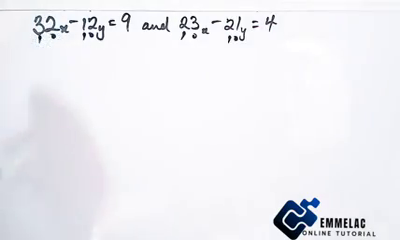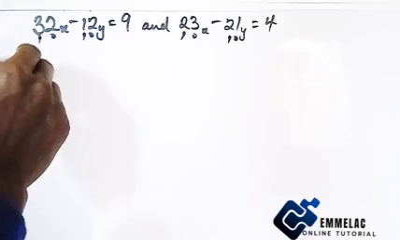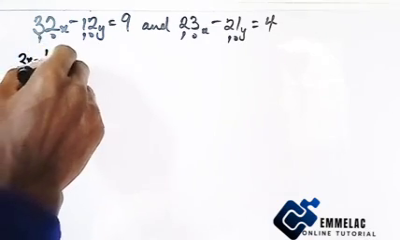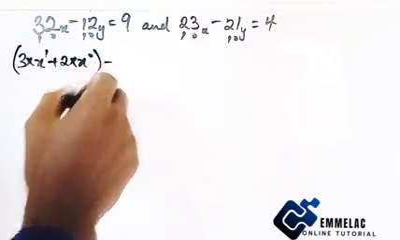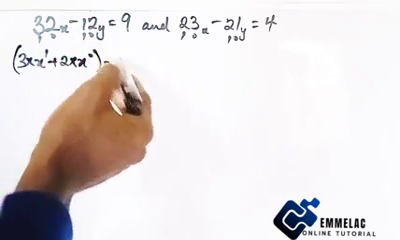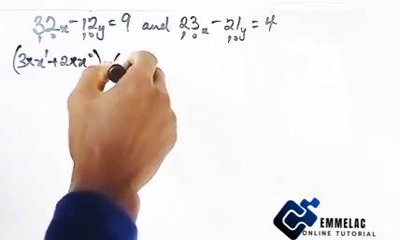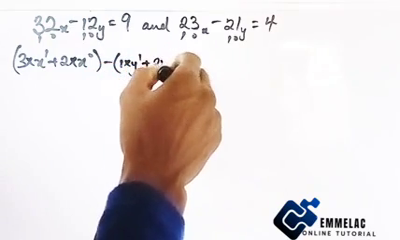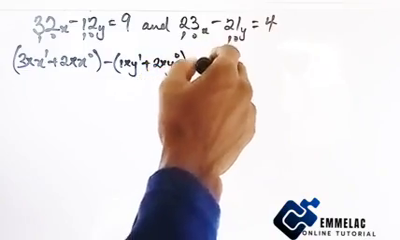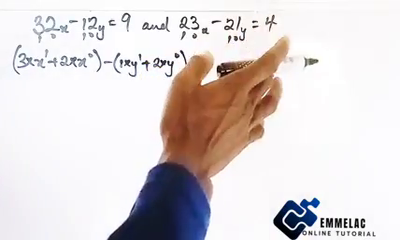So if we are to expand this, it will be 3 times x raised to power 1 plus 2 times x raised to power 0. Now minus, take note that we are expanding, so you include your bracket here. So it is 1 times y raised to power 1 plus 2 times y raised to power 0 equals 9. Now this is for the first expression.